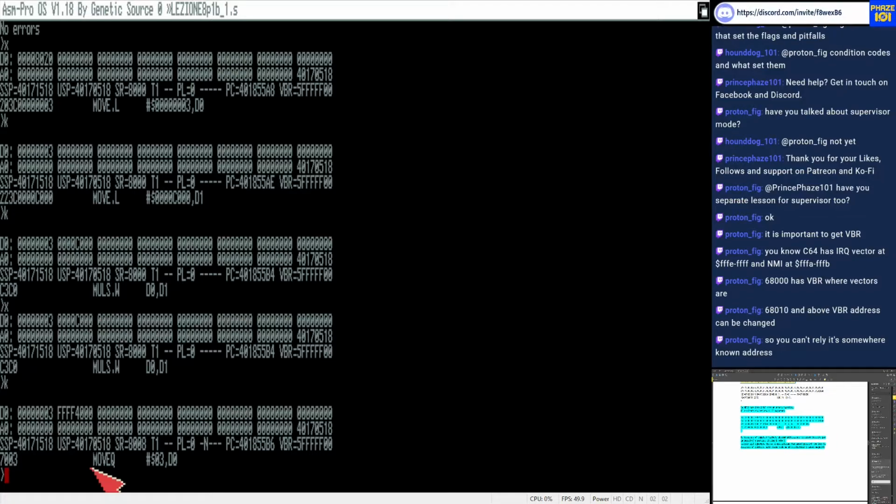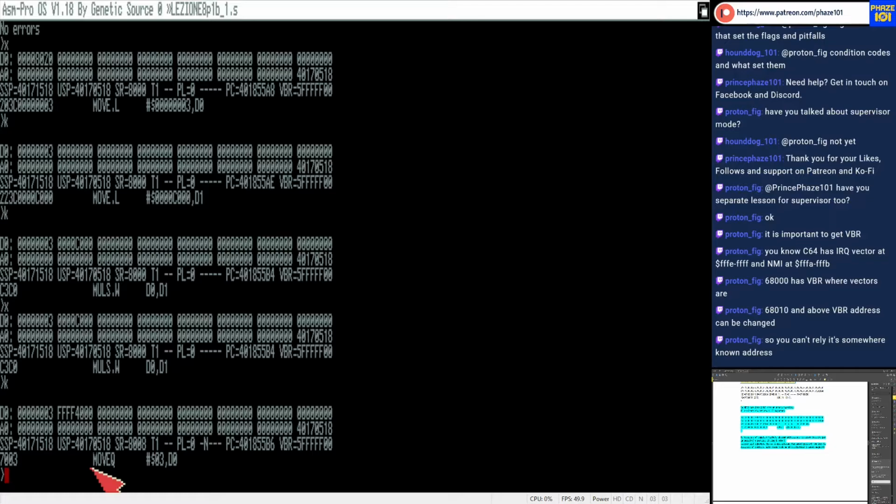And remember, from maths, plus times plus, the answer is plus. Minus times minus, the answer is plus. Minus times plus is minus, and plus times minus is minus. So the multiplication here set the negative flag. You can see that the negative flag is set and the result is in D1 and it's a negative number. I do not know what that value becomes as minus, but it doesn't matter.